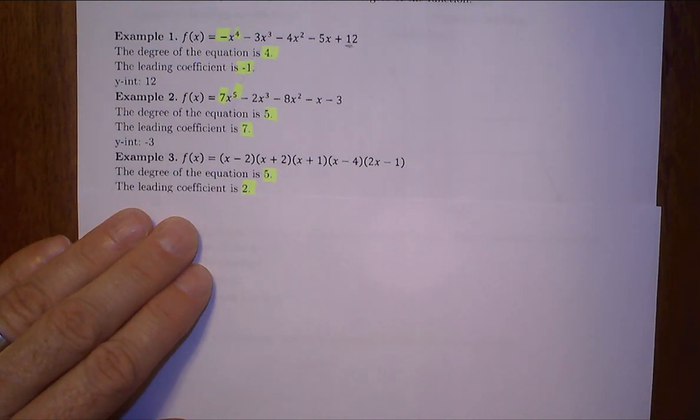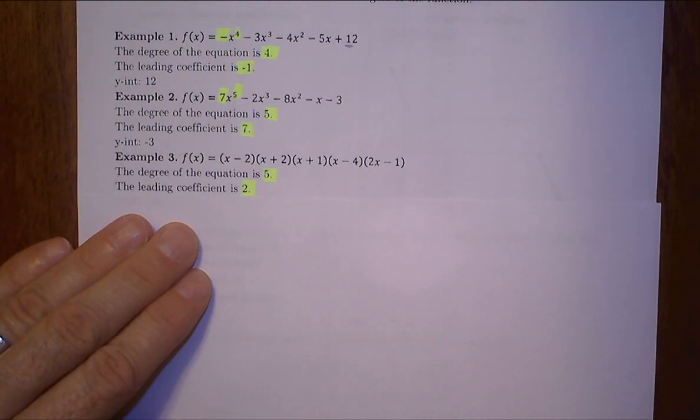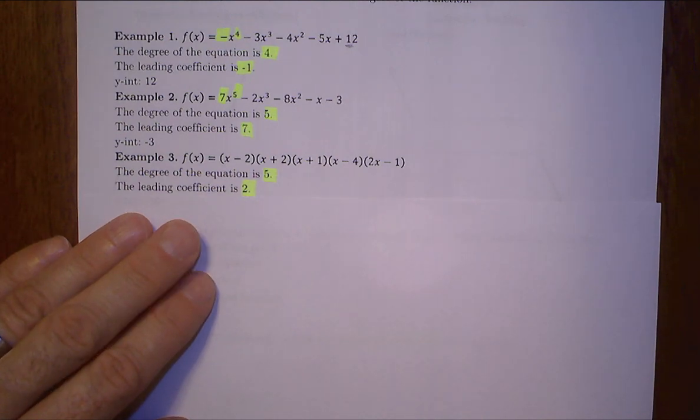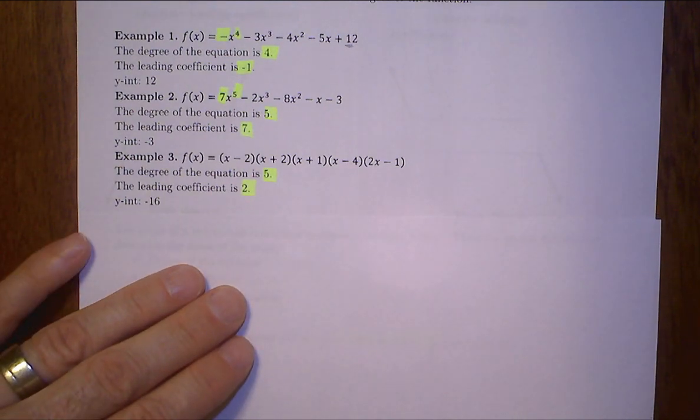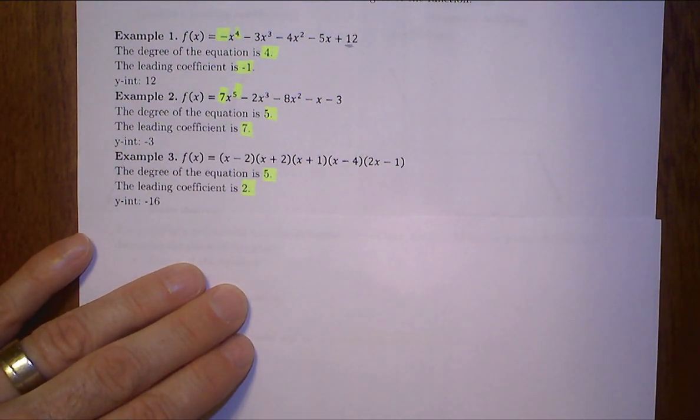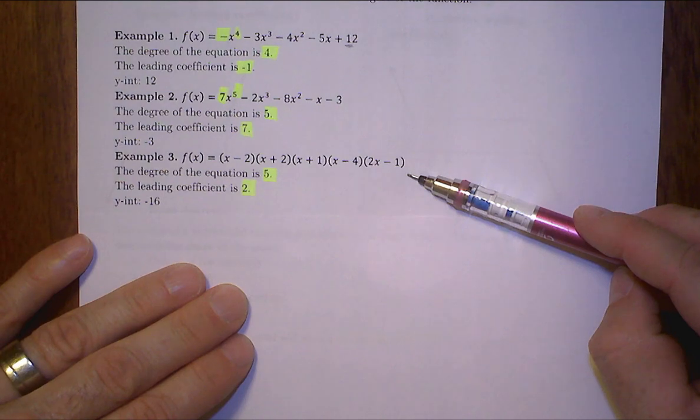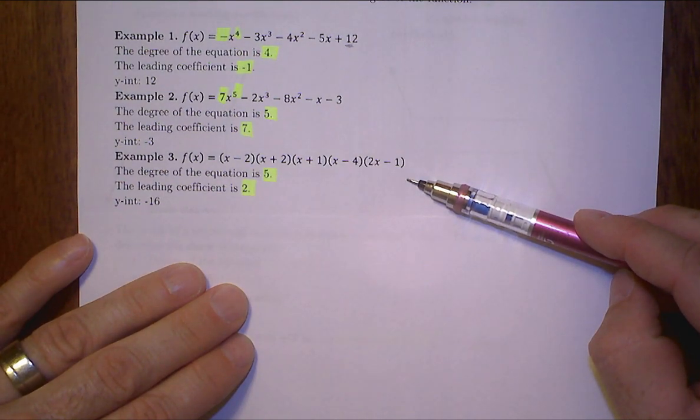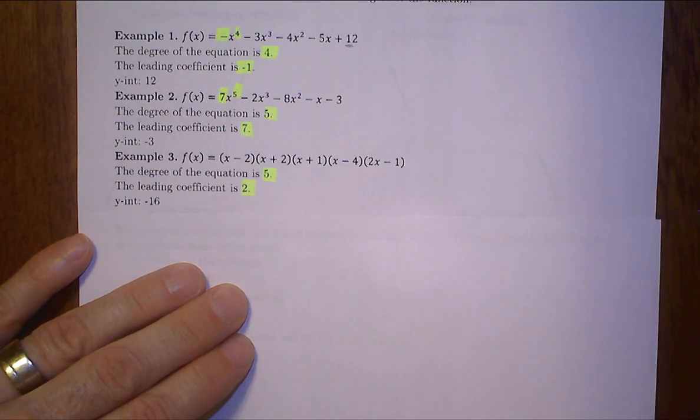Now actually 2 is not that important. What we'll see later is whether the number in front of the x to the power of n is positive or negative. So really, what we're looking for is a leading coefficient that's positive or negative. Now here it's much, much more difficult to see the y-intercept, but you could calculate it by simply plugging in x is equal to 0 and calculating.